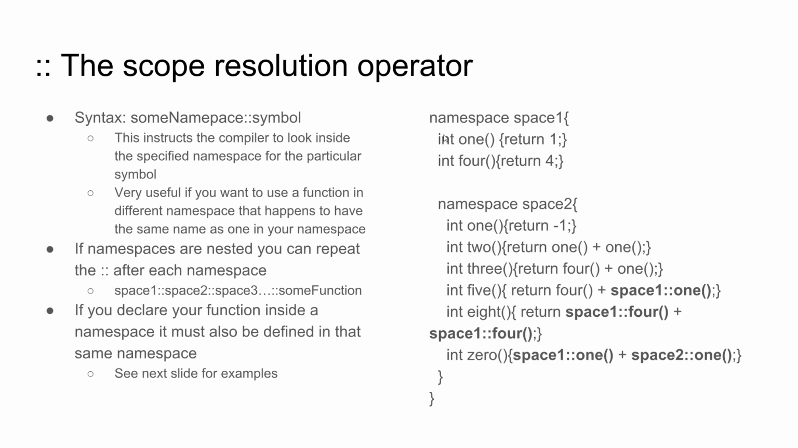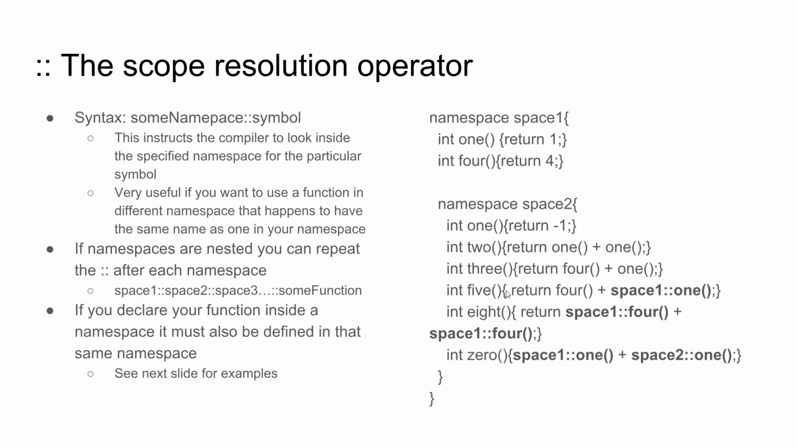Now over here again, we have f1 and f4 just like before. f1, f2, and f3 are exactly the same. But over here in f5, if I want to use the f1 up here, I have to say, well, which one do I want? space1::f1. And so now I'm going to use the f1 found inside space 1.